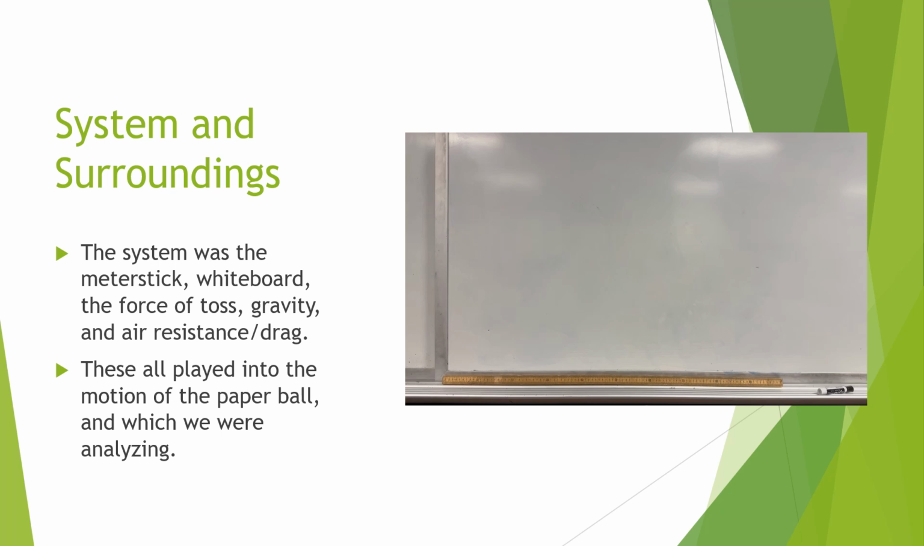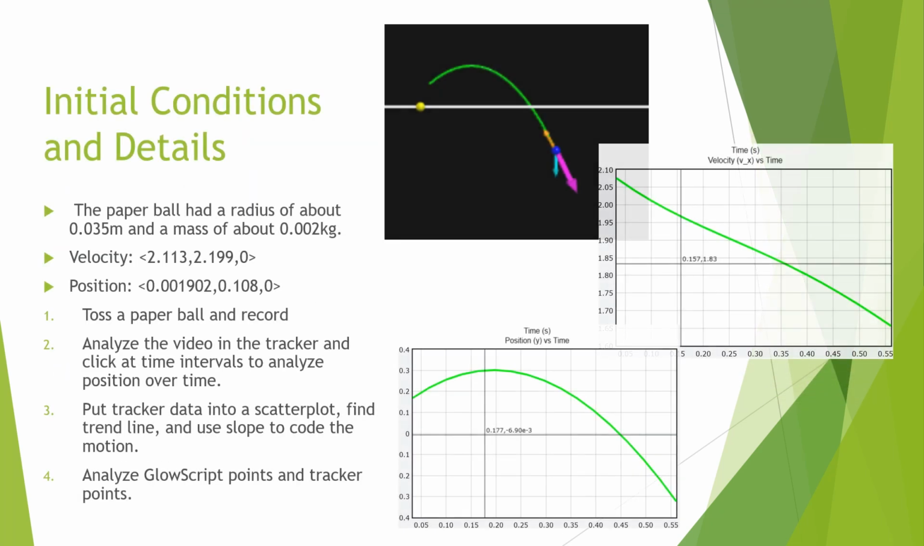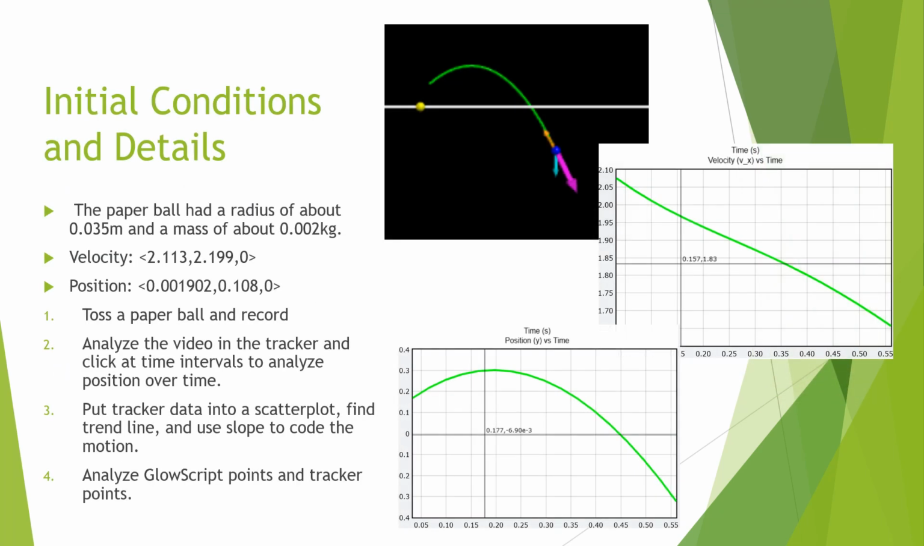For initial conditions, we had a paper ball with a radius of about 0.035 meters and a mass of about 0.002 kilograms. This is our initial velocity and initial position.